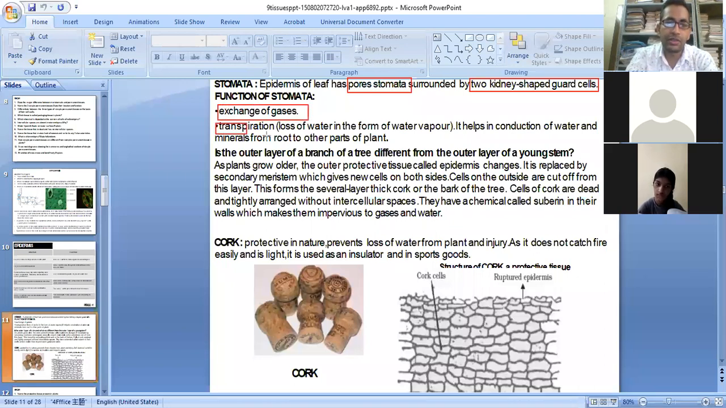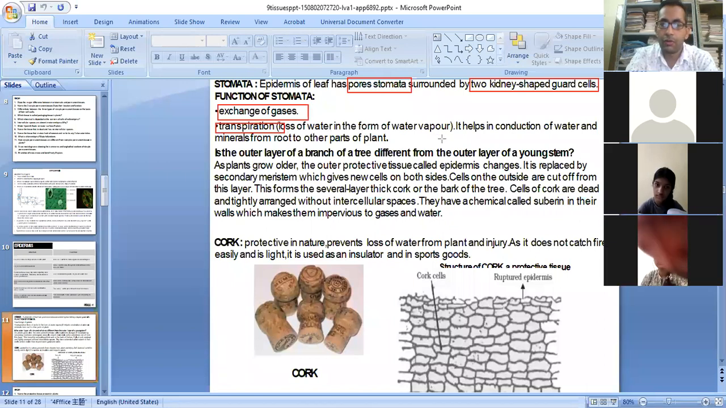Transpiration. Transpiration means the loss of water in the form of water vapor. It helps the conduction of water and minerals from the root to other parts of the plant.